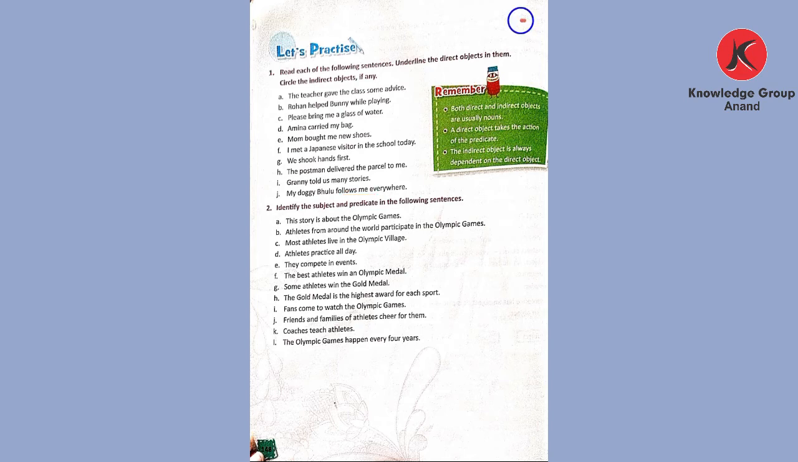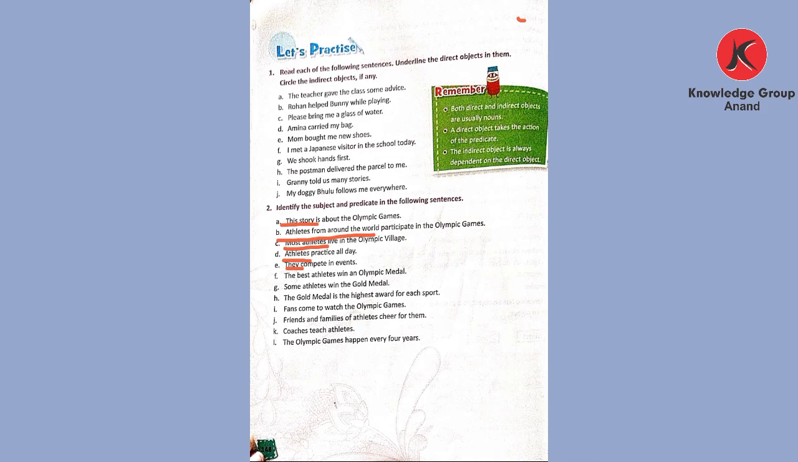In the second exercise, we have to identify the subject and predicate in the following sentences. Okay, so let's go. This story is about the Olympic Games. As I told you yesterday, dear students, the predicate always begins with a verb. So here, this story is the subject. In the second sentence, athletes around the world is the subject. Most athletes in the third sentence is the subject. In the fourth, athletes is the subject. They compete in events, so they is the subject here.